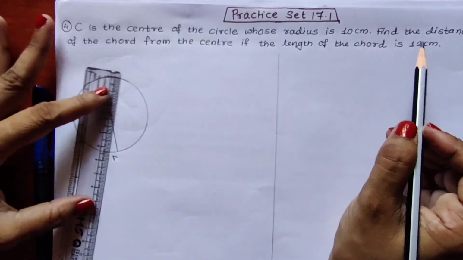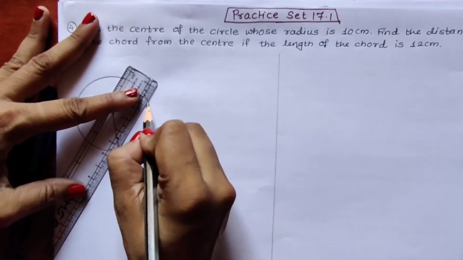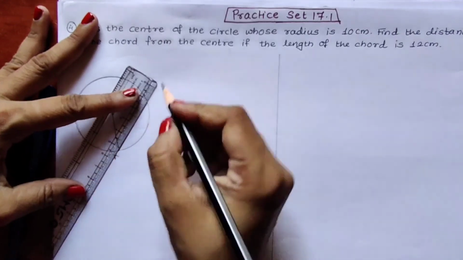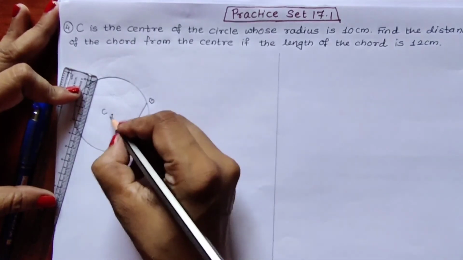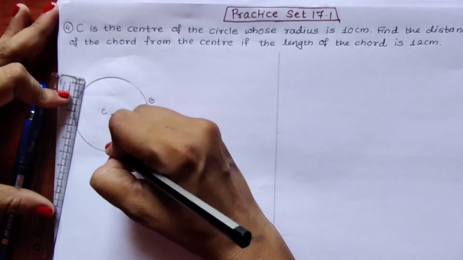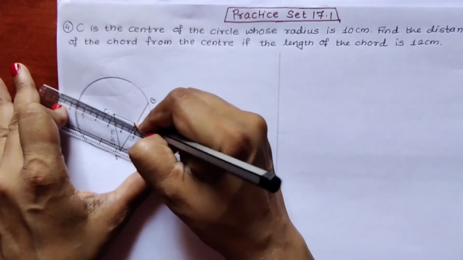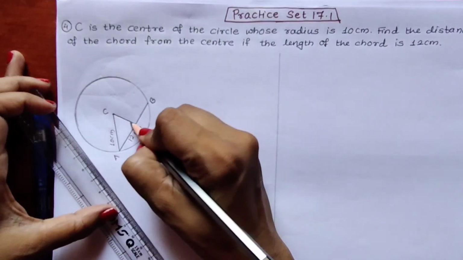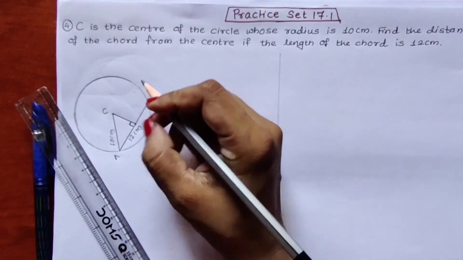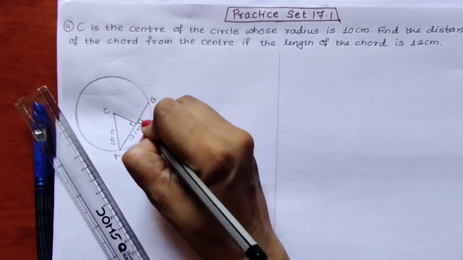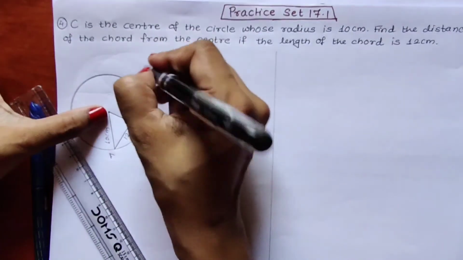If the length of the chord is 12 centimeter, so I can draw any chord over here. AB is the chord which is of 12 centimeter length. AC is the radius which is 10 centimeter of length, and we have to find this perpendicular distance. If I write any point over here, D here, so CD distance we have to find out.